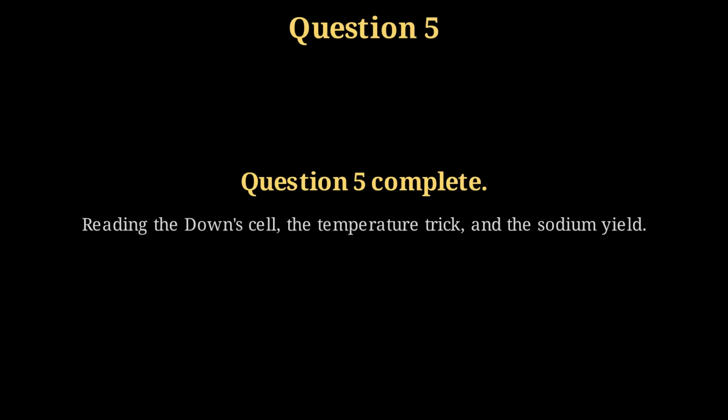That's question 5 complete, all 13 marks. We read the Downs cell, saw why calcium chloride is added, and calculated the sodium produced.